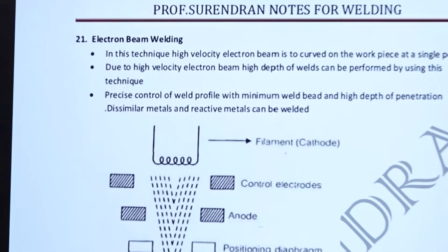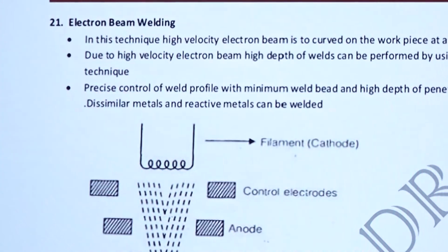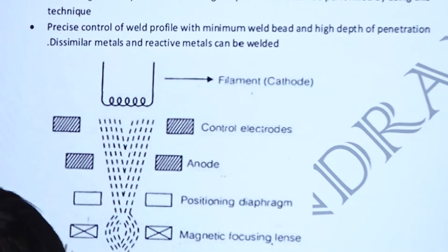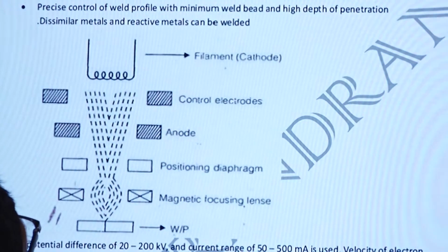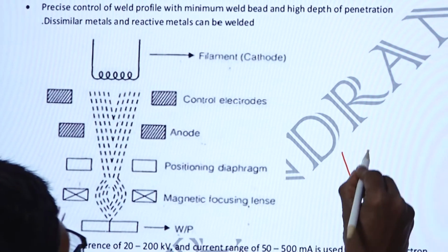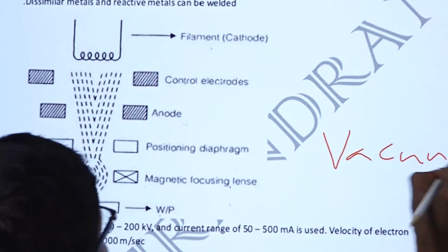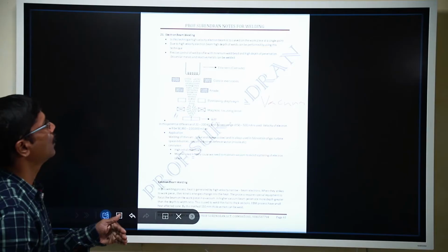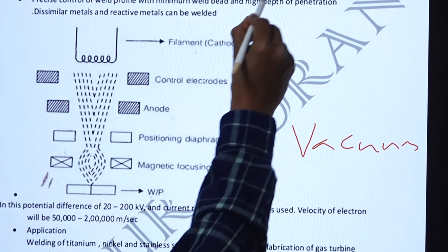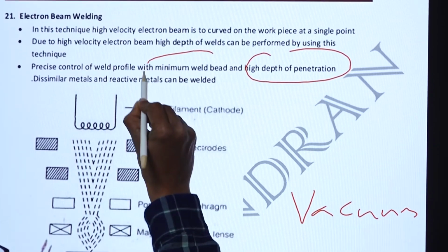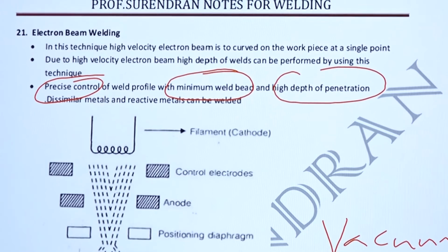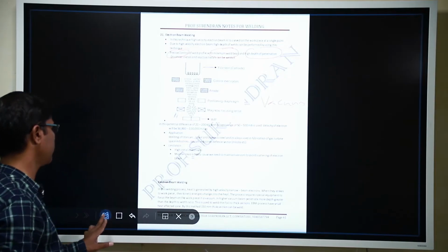This is electron beam welding. The electron beam is passed through the focus lens and the weld is made. It has to be done only in vacuum, because only then are the electrons able to pass. So here we can get a high depth of penetration and a minimum weld bead with precise control. That is the advantage of electron beam welding.